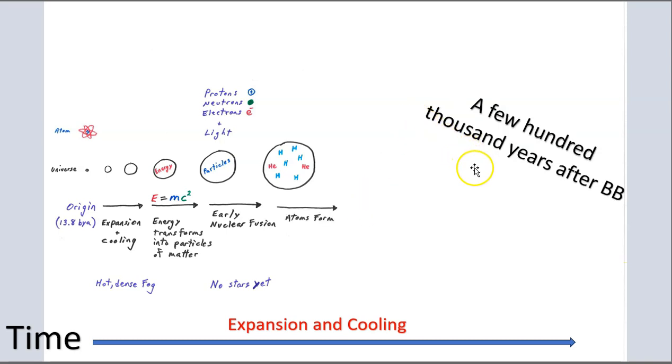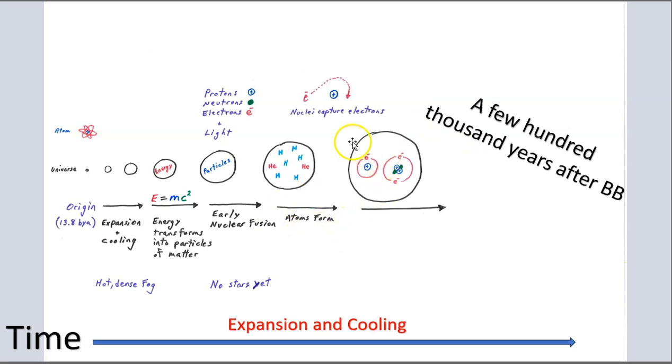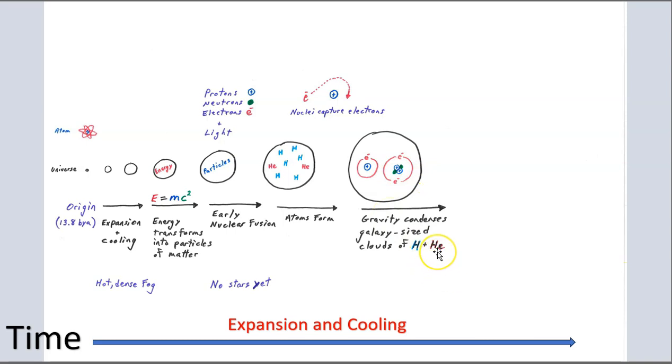A few 100,000 years later, atoms begin to form. As the universe expanded and cooled, the particles were moving around with less energy, and this allowed the nuclei, like the hydrogen nucleus, a proton, or the helium nucleus, to capture electrons. Here we see the hydrogen atom, 1 proton and 1 electron, and the helium atom, 2 protons and 2 electrons. And recall the 2 neutrons there holding the nucleus together. So now we have a universe filled with the 2 lightest elements, hydrogen atoms and helium atoms.